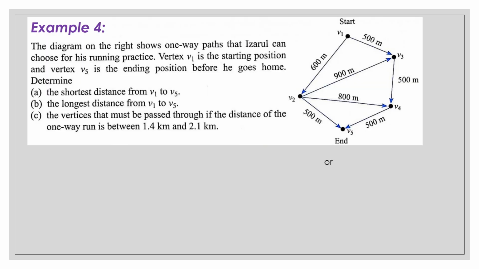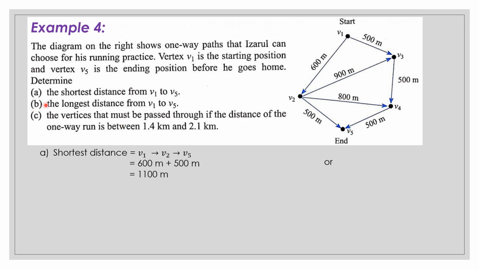Example 4. So this diagram shows one-way paths that Izaru can choose for his running practice. So vertex V1 is the starting position, and V5 is the ending position before he goes home. Then part A, determine the shortest distance from V1 to V5. So you do the calculation to see which one is the shortest distance. You can see that V1 to V2 and then to V5 will give you the shortest distance, that is 600 plus 500, 1100 meters.